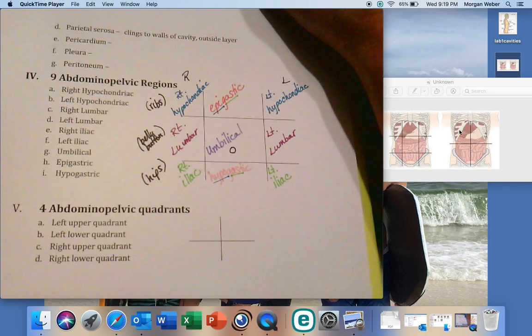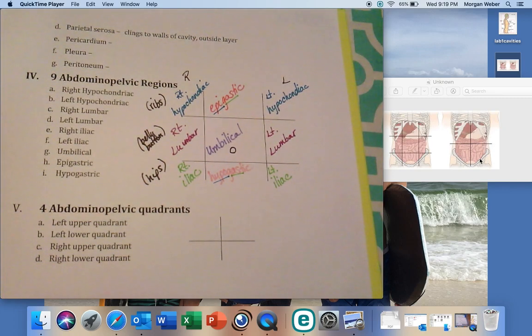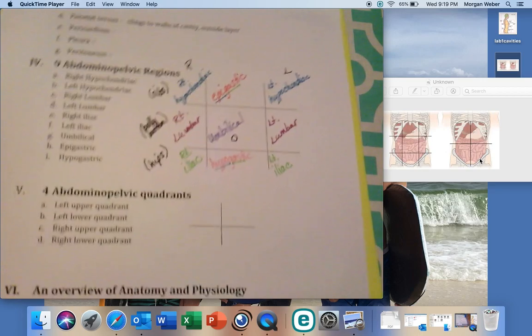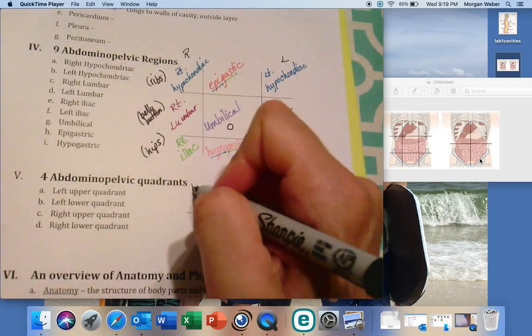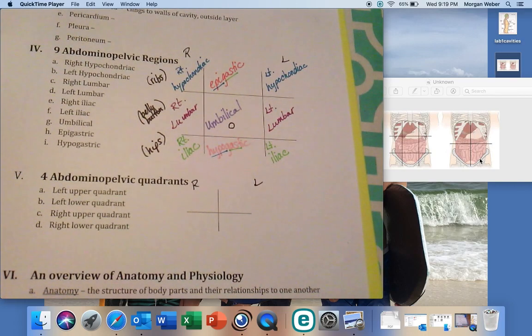Now let's look at our quadrants. So you see how it only breaks it into 4 parts. Again, first thing we're going to do is we're going to label right and left. So right, left. Now this is way easier because it's upper and it's lower. So it shouldn't be complicated at all.